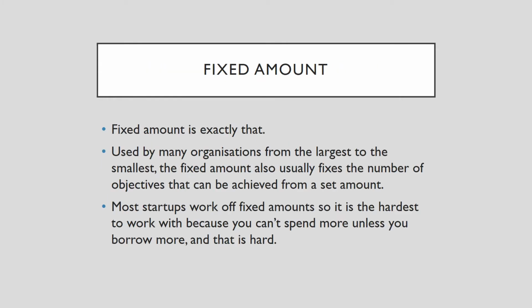Fixed amount is exactly that. Used by many organisations from the largest to the smallest, the fixed amount also usually fixes the number of objectives that can be achieved from a set amount. Most startups work off fixed amounts, so it is the hardest to work with because you can't spend more unless you borrow more, and that is hard.